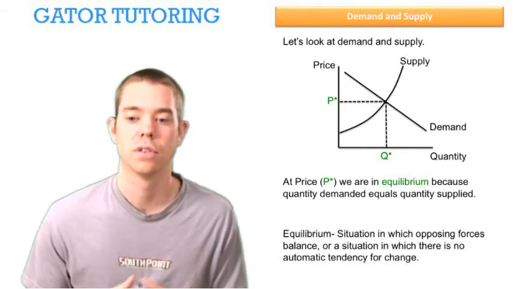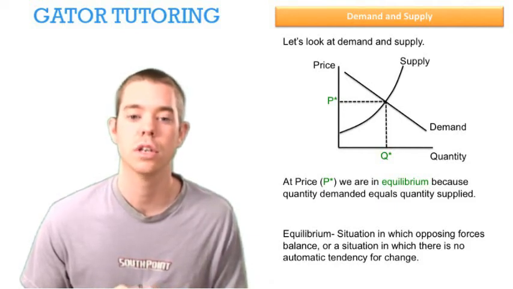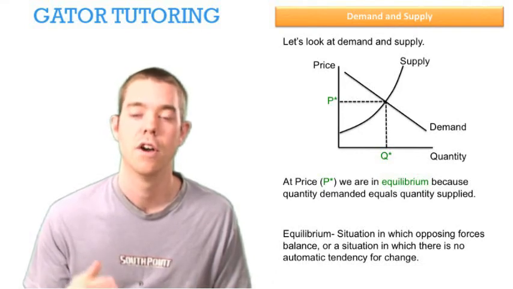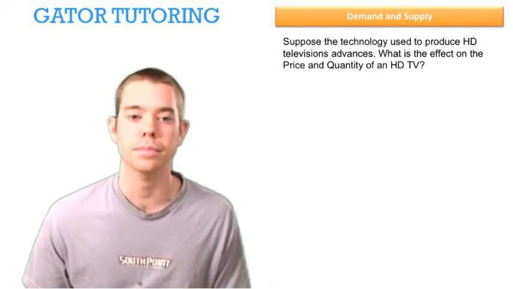So a definition of equilibrium says this is a situation in which opposing forces balance, or a situation in which there is no automatic tendency for change. So at any price below equilibrium, there's going to be an automatic tendency for a price to increase until we reach equilibrium. Likewise, for any price above equilibrium, there'll be an automatic tendency for prices to decrease until we reach equilibrium. But when we're at equilibrium, we can expect to stay there.